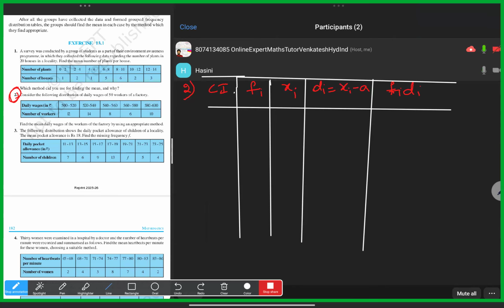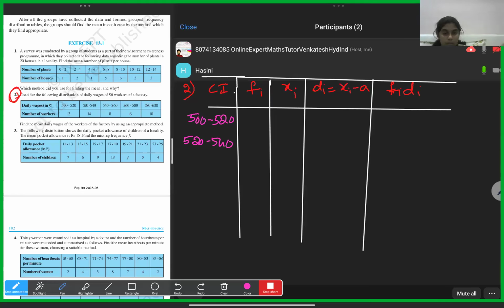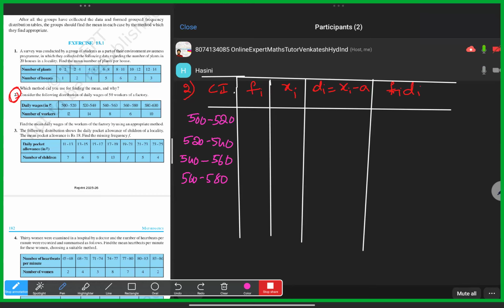So Hasni, now I'm writing the class intervals. Can you tell me all the class intervals once? 500 to 520, 520 to 540, 540 to 560. Everywhere the class size is the same, no Hasni? Yes, sir. 560 to 580, 580 to 600. Correct.